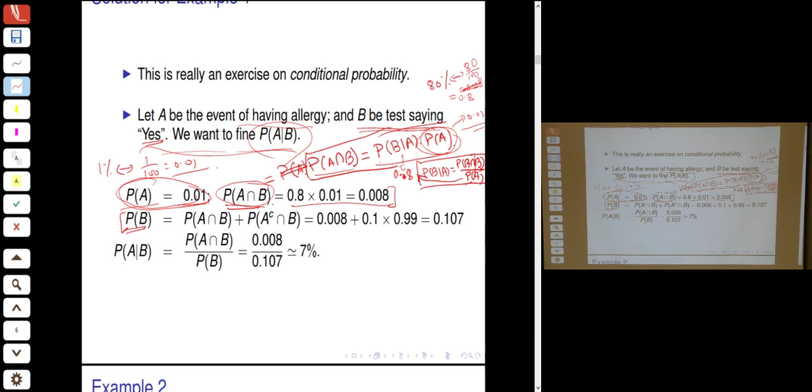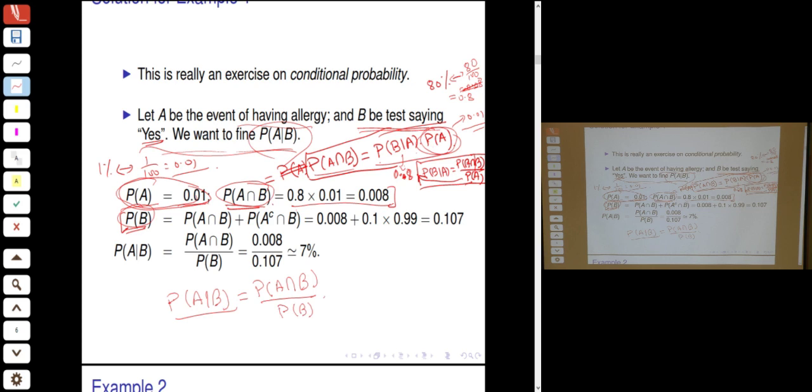Now we need to find the probability of B, because if we are going to find the probability of A given B, this is the probability of A intersection B divided by the probability of B. Okay.